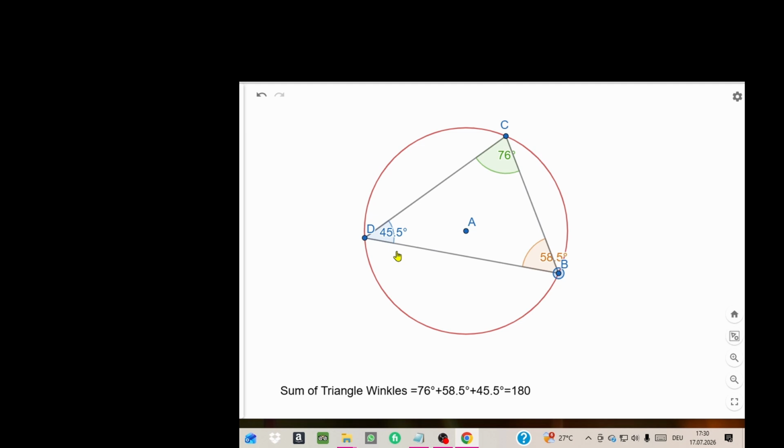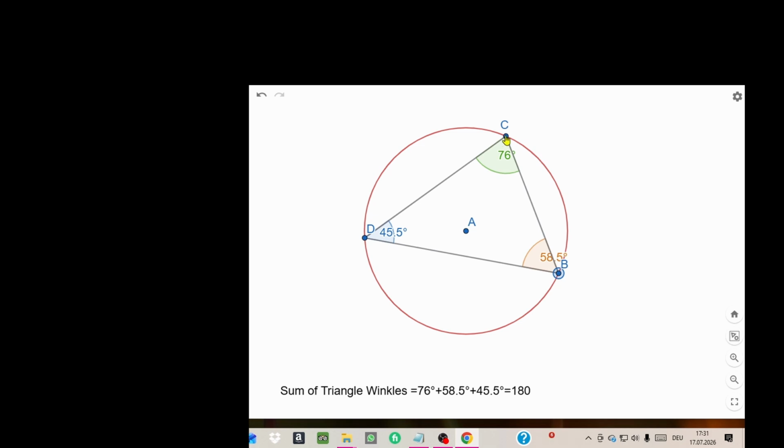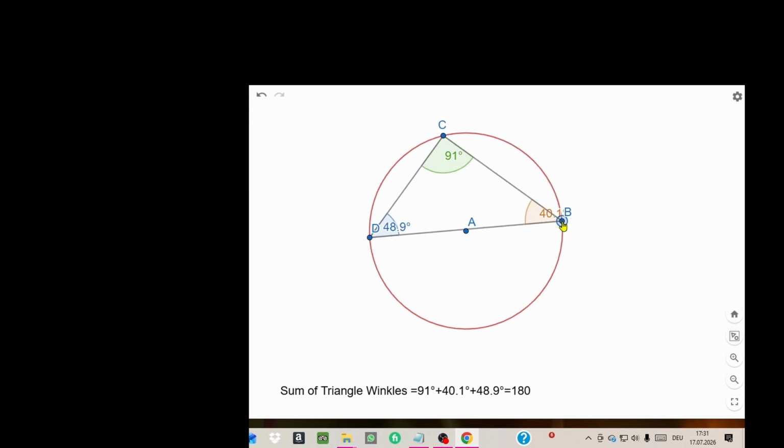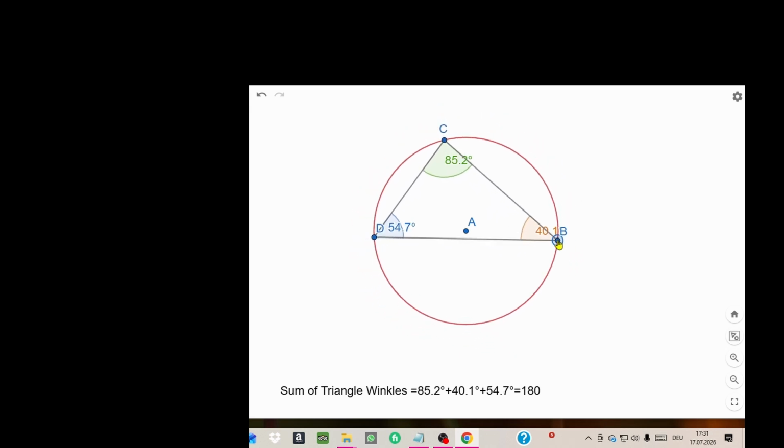At the bottom of the figure, we have shown the sum of these three angles. In this example, the angles are 76 degrees, 45.5 degrees, and 58.5 degrees. When we add them together, the result is 180 degrees. Now, we move point C along the circumference of the circle. We can see that the sizes of the three angles change, but their total remains constant and is always 180 degrees.